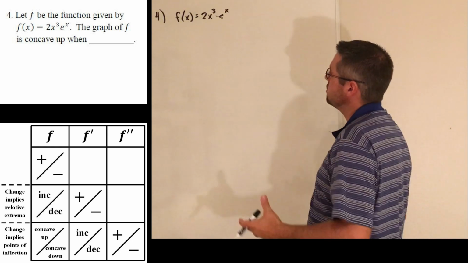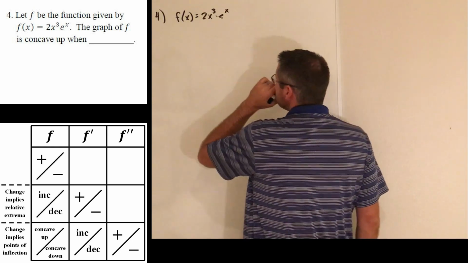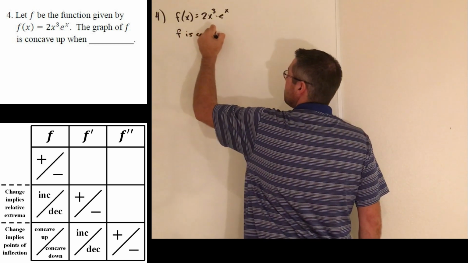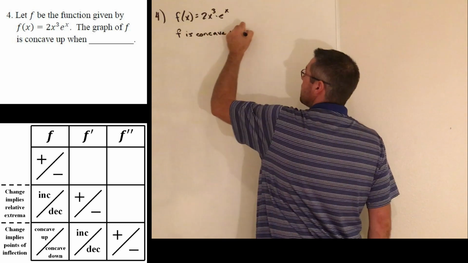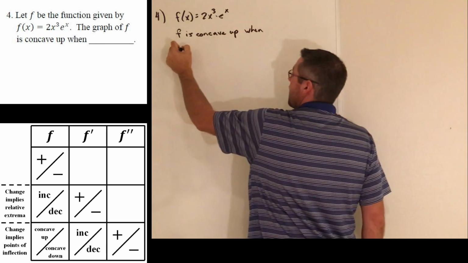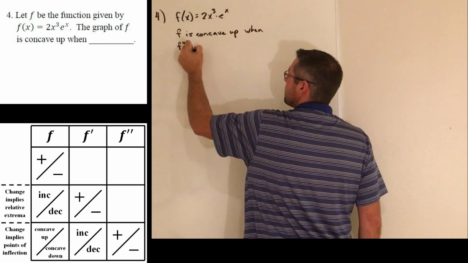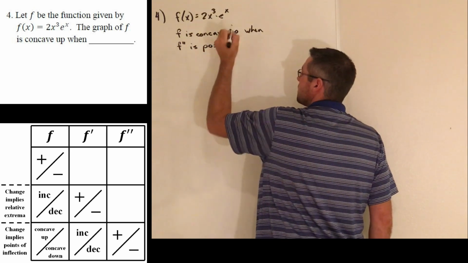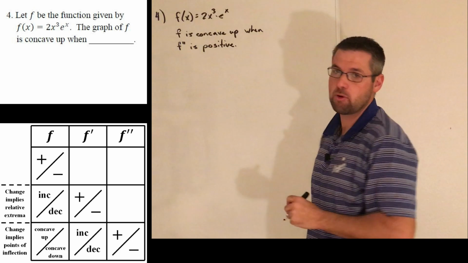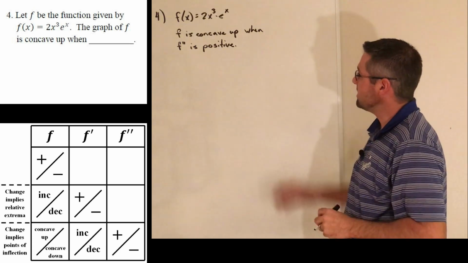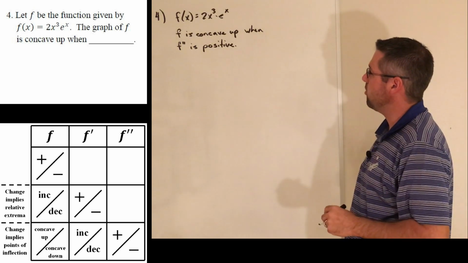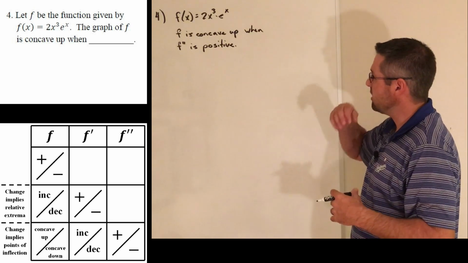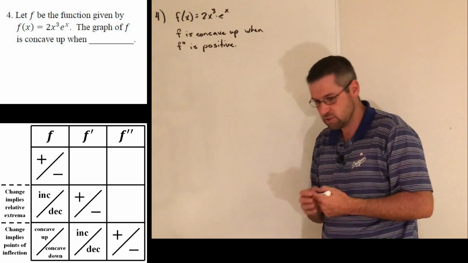Well, again, going back to the chart, let me justify what we're doing here. We would say f is concave up when f double prime is positive. Okay. F is concave up when f double prime is positive. Well, that tells me that I've got to get to the f double prime function. Now, some of us might go, well, can't we interpret this through f prime?